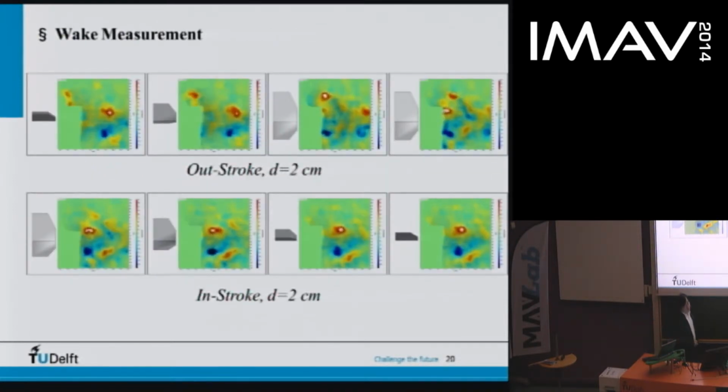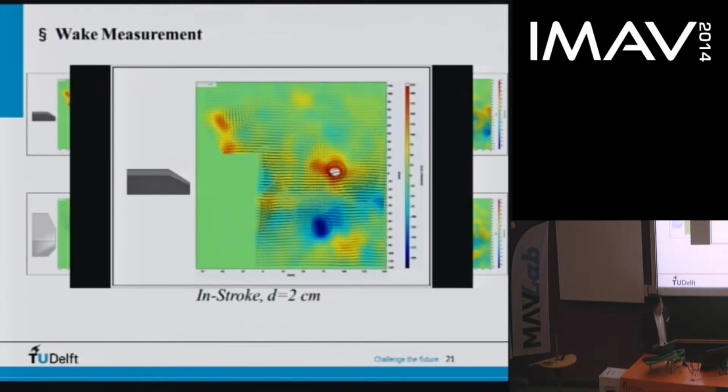Yeah, this wake measurement result is from the setup where we put the laser sheet along the streamwise direction after the DelFly wing. Then we can see the shedding of these vortex pairs, alternately generated when it flaps. The top one is the outstroke, and the bottom one is the in-stroke phase. I'll show you a video here to make it much clearer.